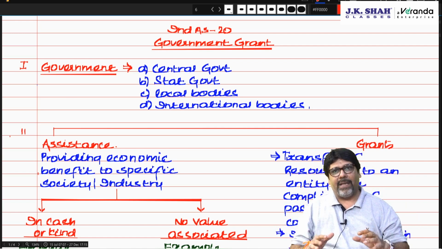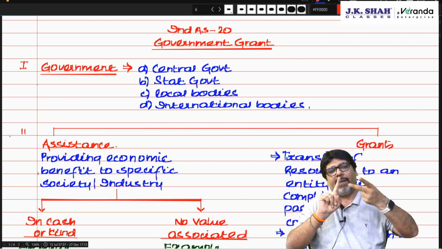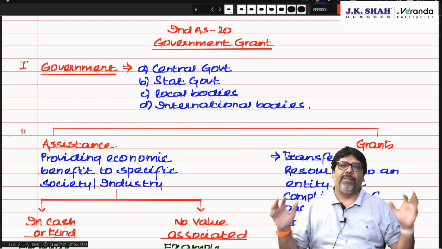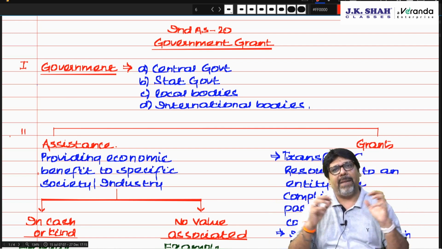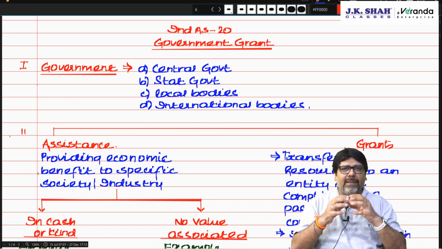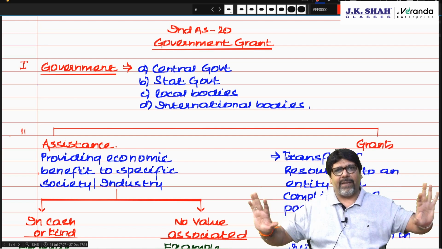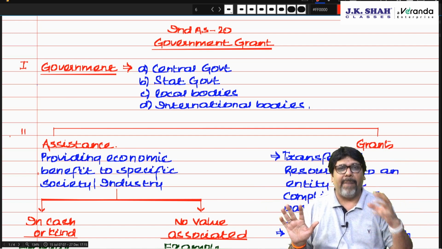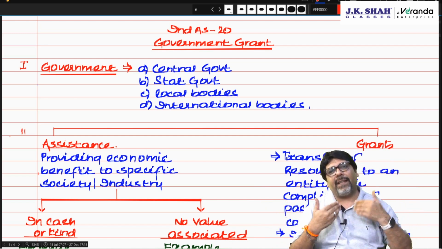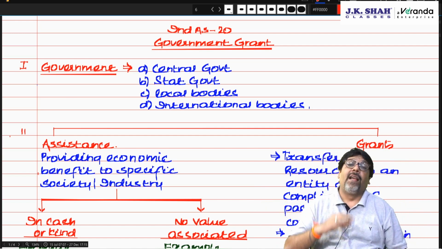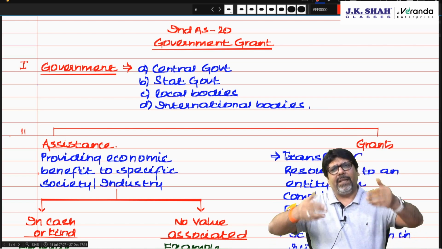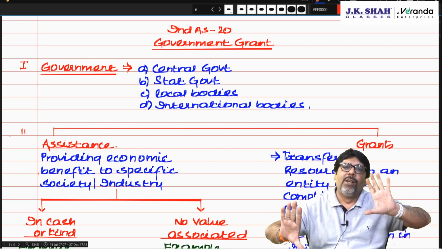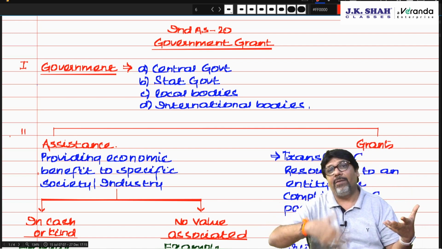So again, I make you understand, government means any state government, central government, local bodies, international bodies, any NGO which provides you assistance or grant, that is benefit of economic resources. This government assistance and grant, let's bifurcate them. First, let us understand what is assistance. Assistance is a benefit given by the government to a specific industry. Correct? Now, the benefit given by the government to the specific industry can be bifurcated into two large parts: whose economic value can be determined, whose economic value cannot be determined.